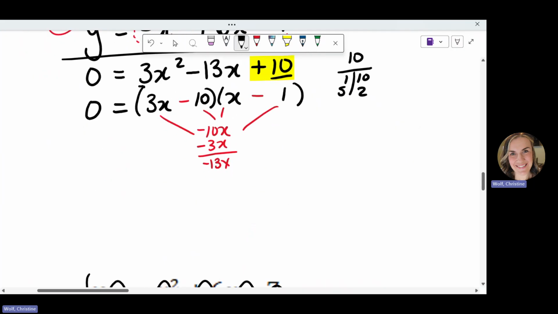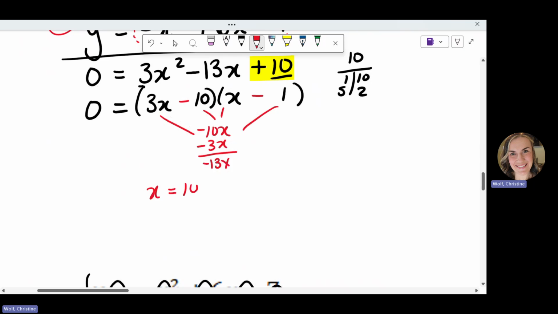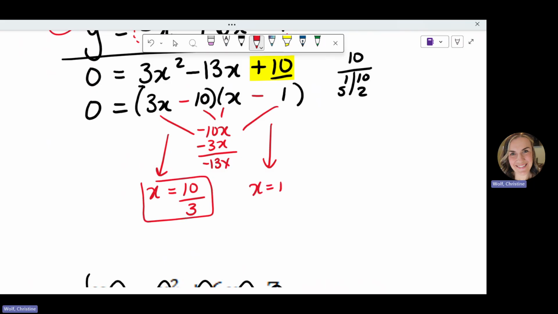My apologies. So my first solution, if I send 10 over to the other side, it becomes positive. And if I divide by 3, I get my first solution of 10 over 3. So set that equal to 0 and solve. Same thing here, x equals 1. Okay, we have fractions. We love fractions.